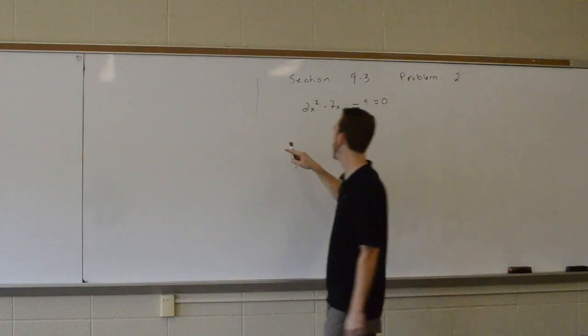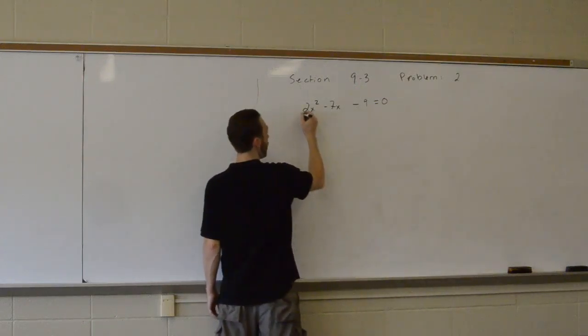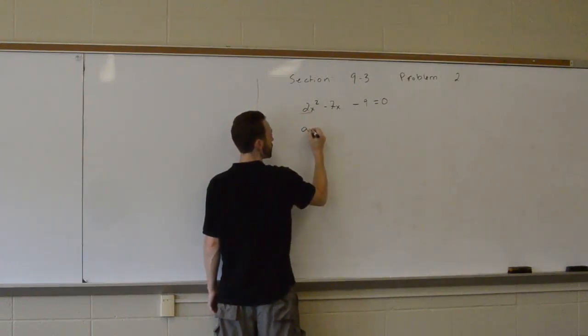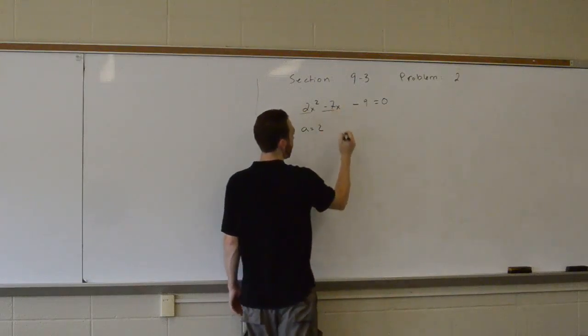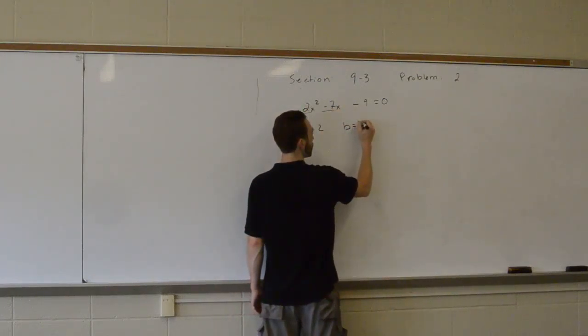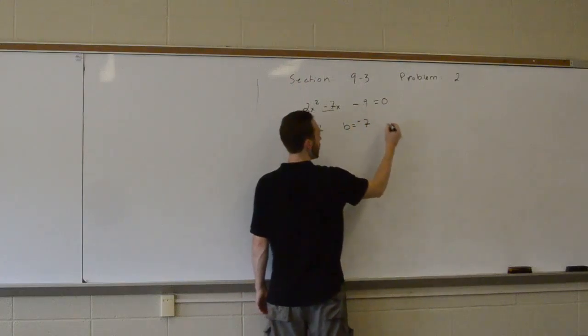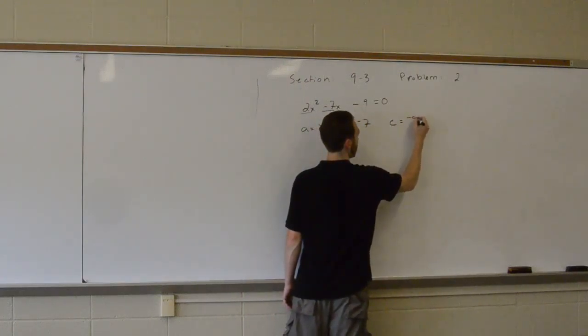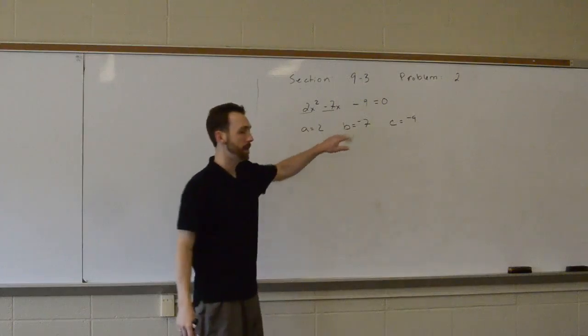We then need to outline what a, b, and c are. So a is the coefficient of the x squared term. B is the coefficient of the x term. Don't forget your signs. And c is your constant term. So we have a, b, and c.